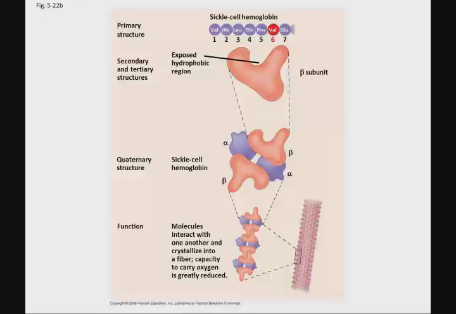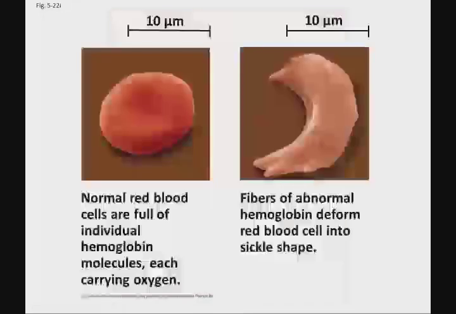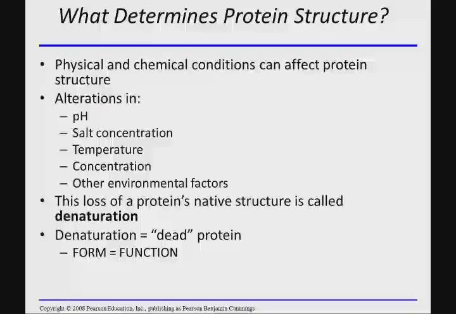Now those beta subunits, when they engage in the protein complex that is now sickle cell hemoglobin, they tend to glom together and create these long fibers inside the cell. They don't carry oxygen nearly as well, and the resulting phenotype of the cell, or the physical type of the cell, is these sickle-shaped cells. So you can see here on the left a normal red blood cell compared to the sickle cell red blood cell. So we can see clearly here a single change in the primary structure can, in some cases, have a drastic effect. Right? So what determines protein structure?